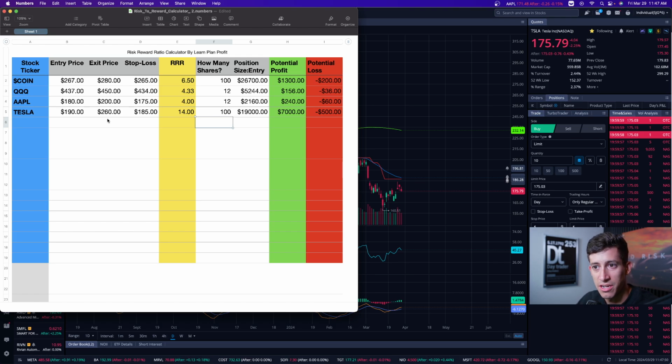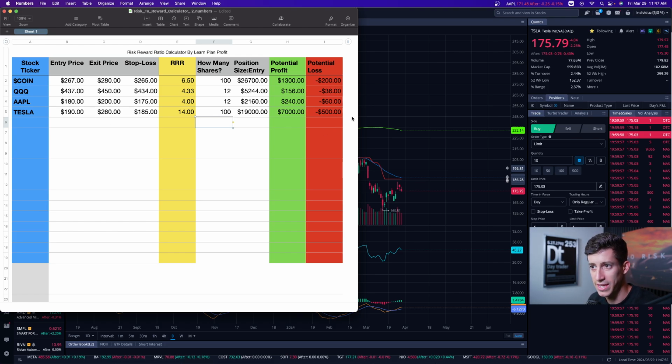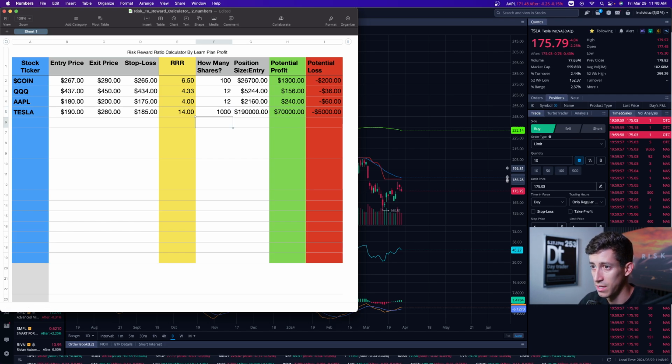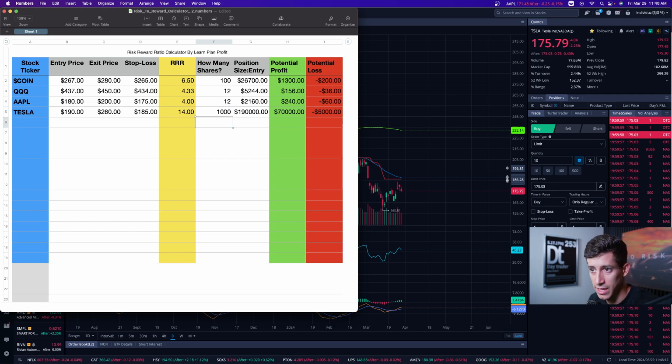And with this kind of risk management of buying at 190 and stop loss at 185, as long as I execute properly, I could potentially lose $500. Now, again, let's say that I size up my position, right? If you guys have ever seen me trade live, you guys know the dollar amount that I trade with. So let's say that I decide to buy 1,000 shares of Tesla at 190. That means that I'm going to have $190,000 invested. I have a potential return in a perfect world of $70,000. And then I could potentially lose $5,000.